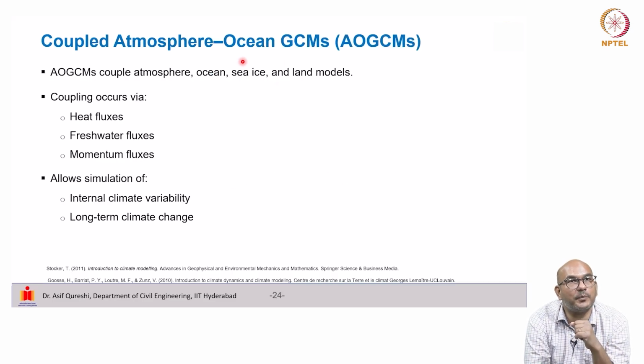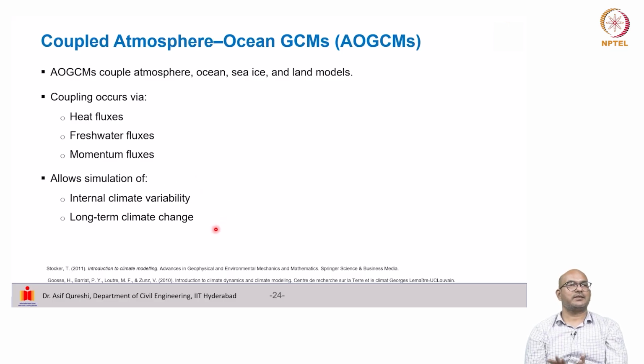Then we have the coupled atmosphere-ocean GCMs, which will couple atmosphere, ocean, and also sea ice and land in some cases. Depending on the source, they may say AOGCM or they may say a fully coupled GCM. Coupling will occur via a few things: dynamic exchange of heat, exchange of water, and exchange of momentum. And this will allow for the simulation of the internal climate variability and the long-term climate change.